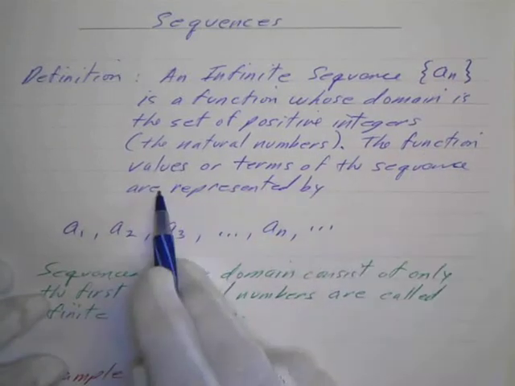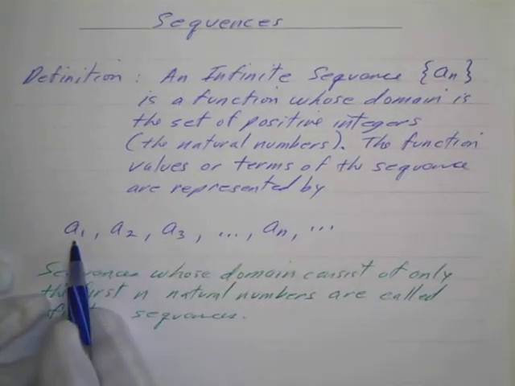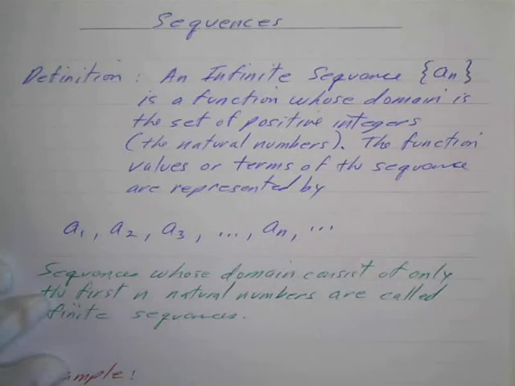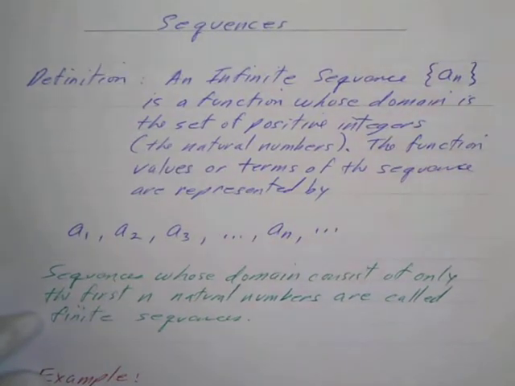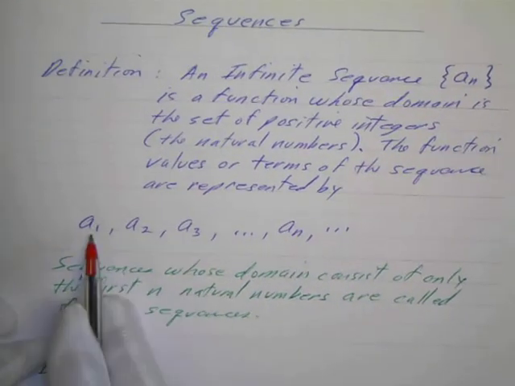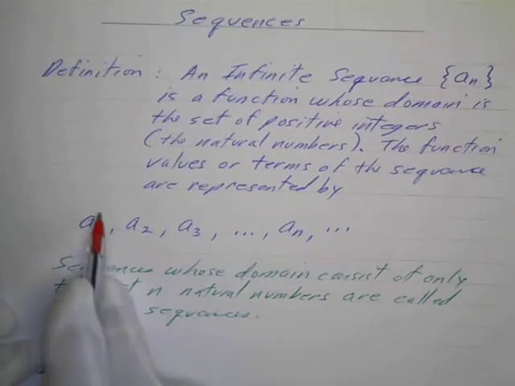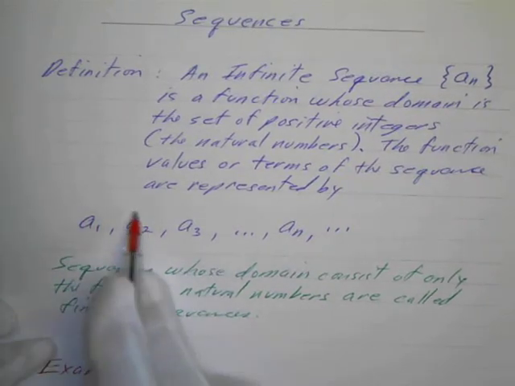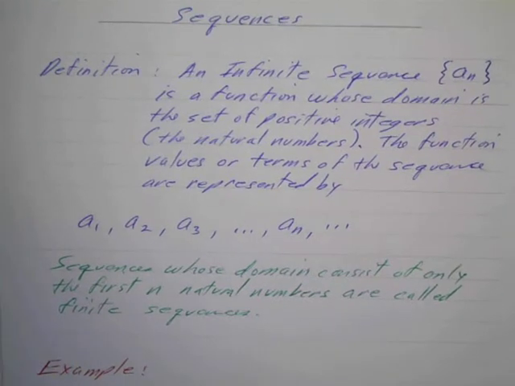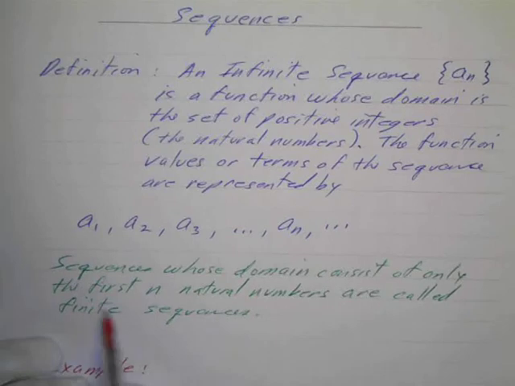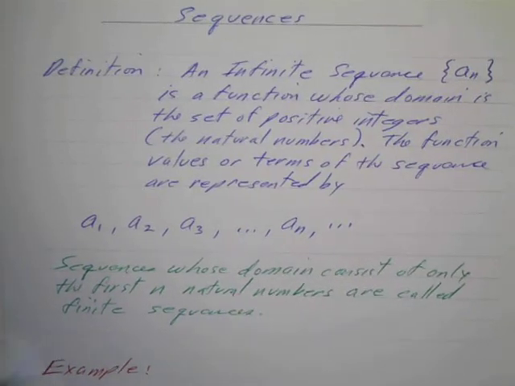And the function values or terms of the sequence are represented by a sub 1, a sub 2, a sub 3, whatever the sequence is. And this would be the domain value, 1, 2, 3, and this a sub 1 would be the range or the actual value or the identity of the sequence. A sequence whose domain consists of only the first n natural numbers are called finite sequences. That means they just have 5 or 6 terms or 10 or 20 terms.